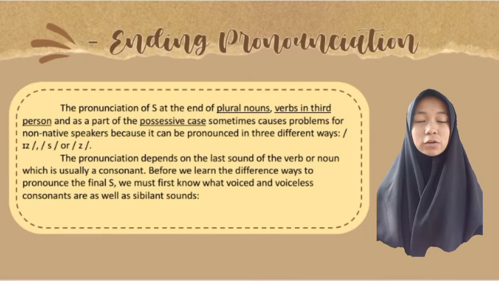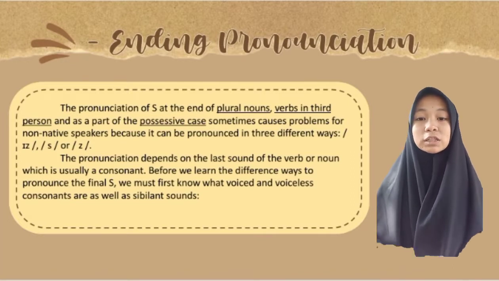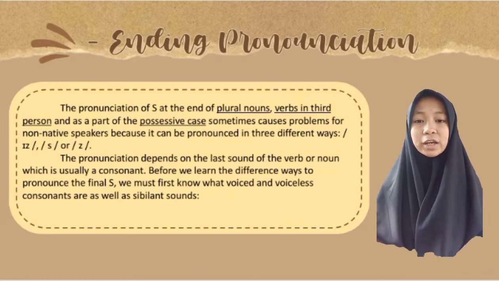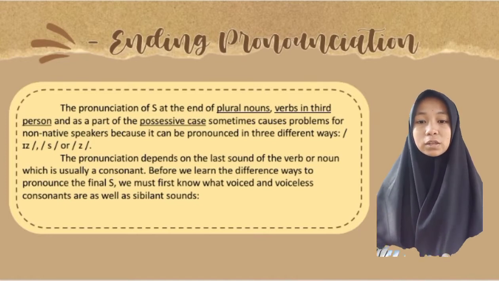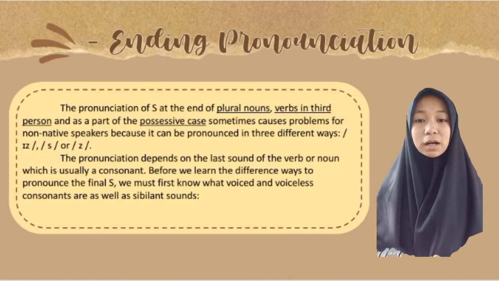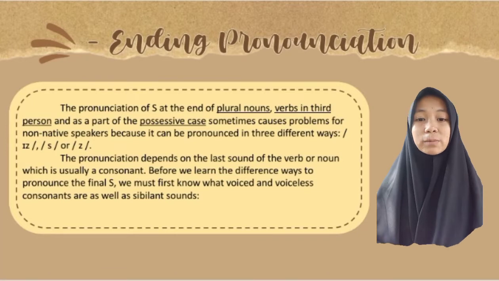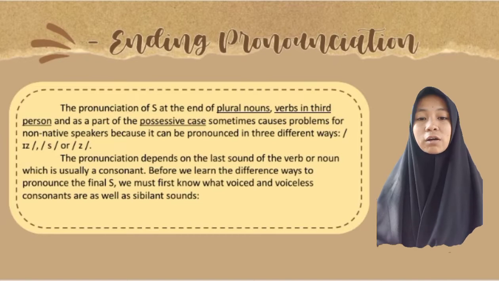The pronunciation of S at the end of plural nouns, verbs in the third person, and as a part of the possessive case sometimes causes problems for non-native speakers because it can be pronounced in three different ways: /iz/, /s/, or /z/. Note: whenever you see a letter or symbol between two slash marks, it refers to the pronunciation of that letter or sound. The pronunciation depends on the last sound of the verb or noun, which is usually a consonant.